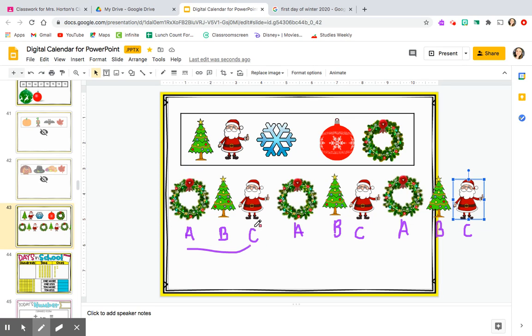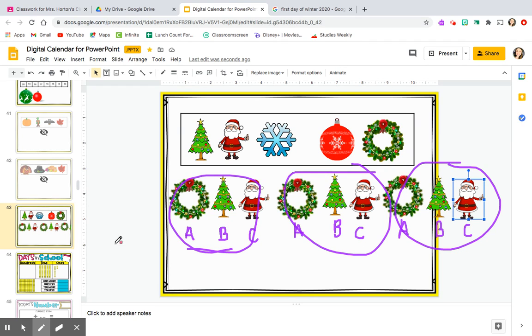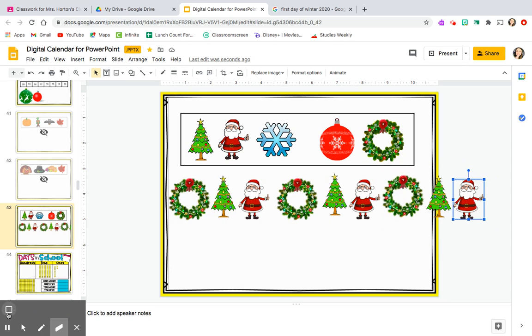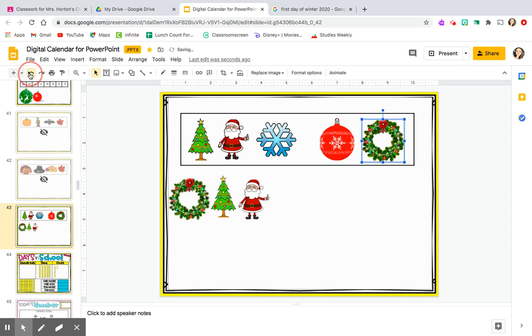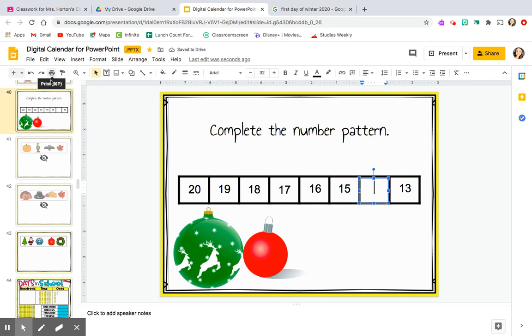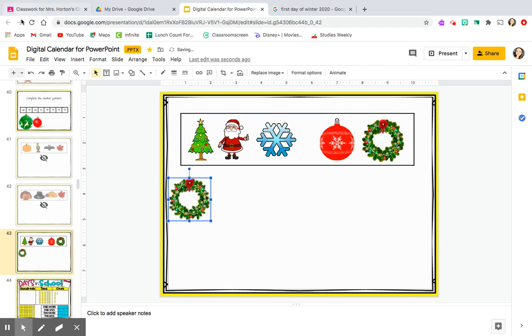Let's circle how many we have. We have 1, 2, 3. We have 3 ABC patterns. Very good job, friends. All right, let's back these out.